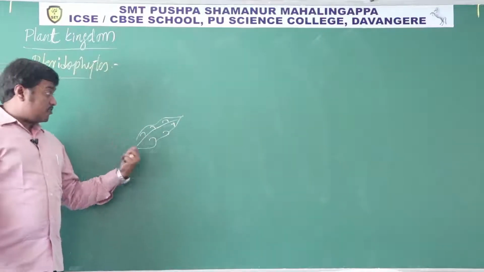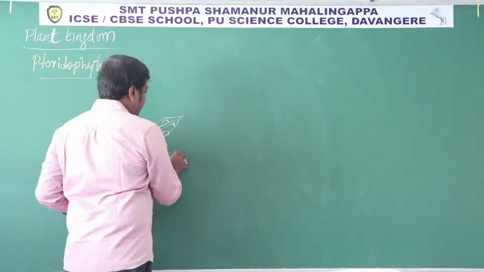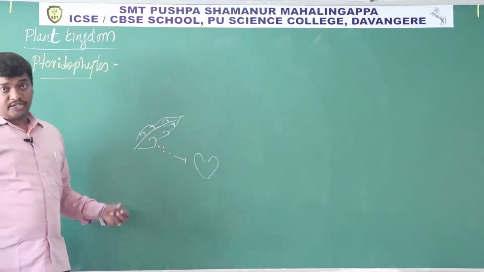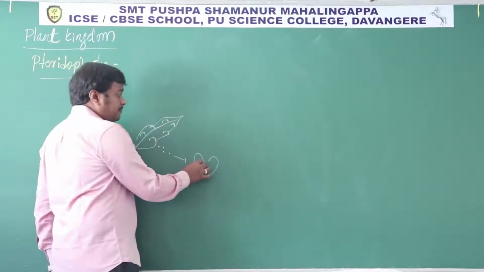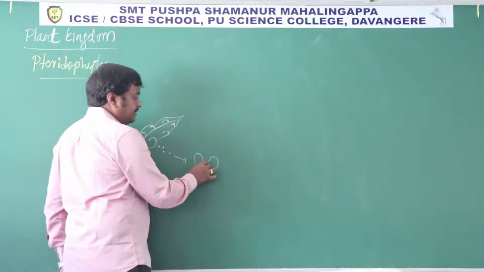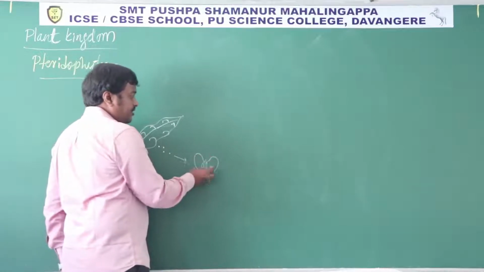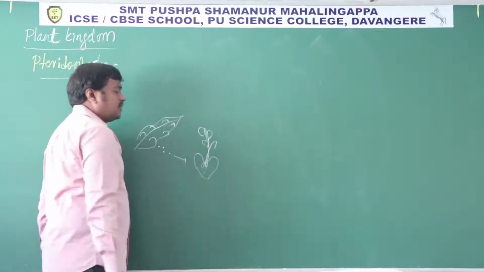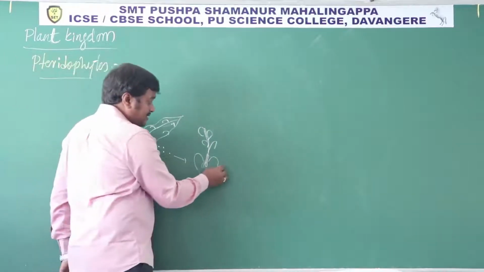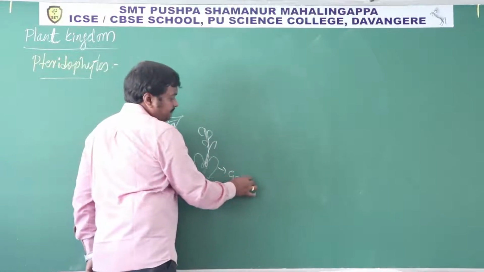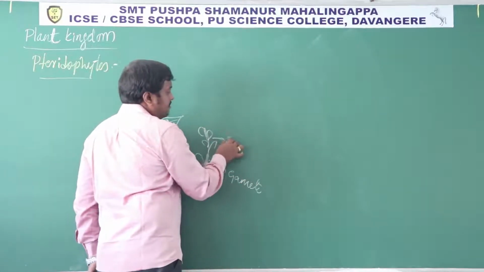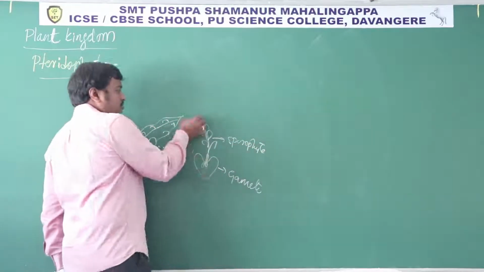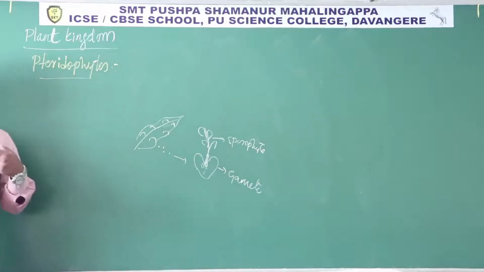Okay, that spore undergoes germination to produce the prothallus, a heart-shaped structure called a prothallus. On the prothallus, archegonia and antheridia are there. After fertilization, it develops into an embryo, then into a sporophyte. Like this, it is going to develop. Now this structure is the gametophyte, and the main plant is the sporophyte. From the gametophyte, the sporophyte is going to develop after fertilization.